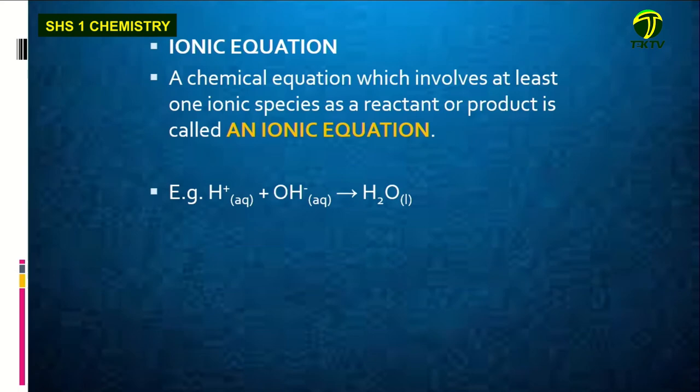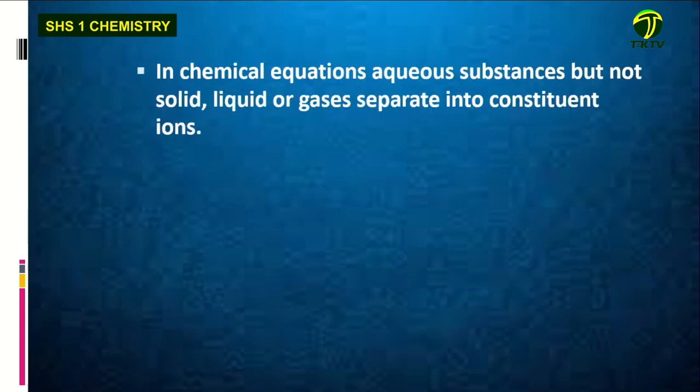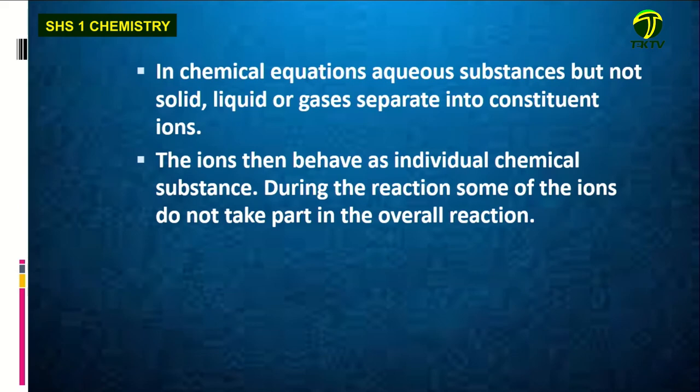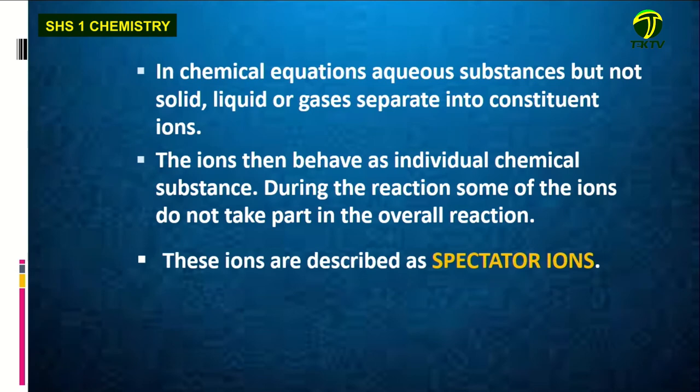So let's look at this example where we have H+ (aq) plus OH- (aq) forming H2O (l). It is a typical example of an ionic equation. Now, whenever a chemical reaction occurs, it is aqueous substances, but not solid, not liquid, not gas, that separate into constituent ions. When they separate, each ion behaves as an individual chemical substance. And during that reaction, some of the ions do not take part in the overall reaction. We call such substances spectator ions.